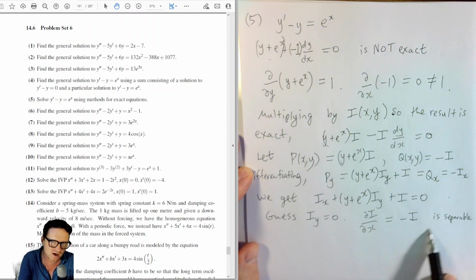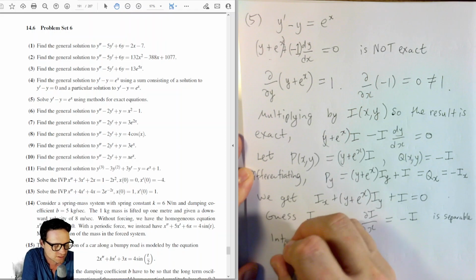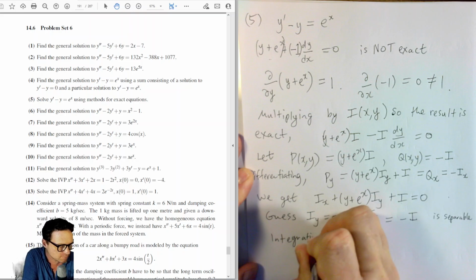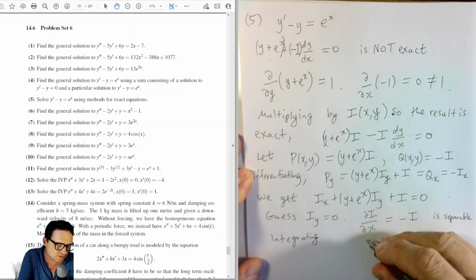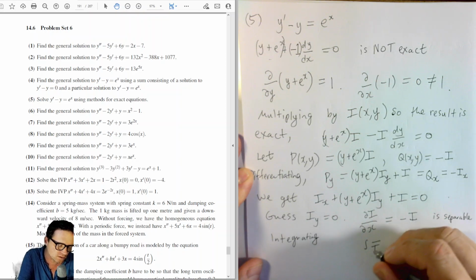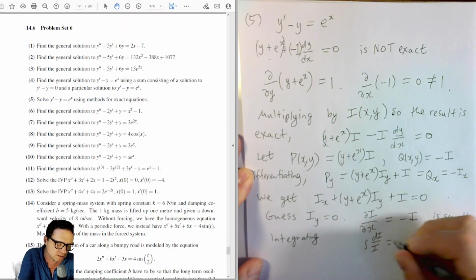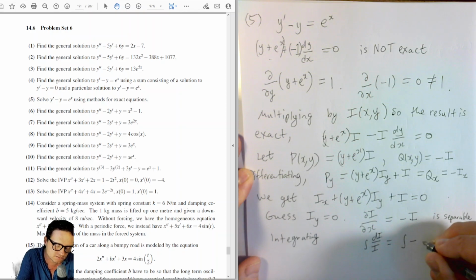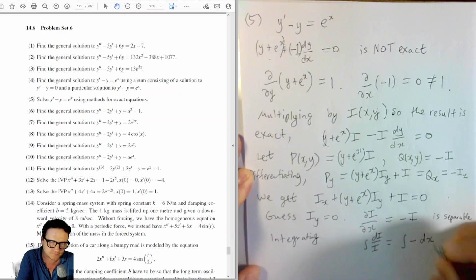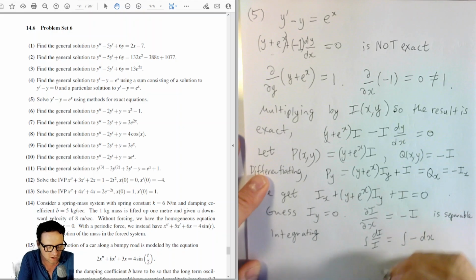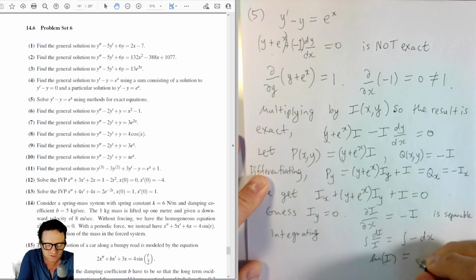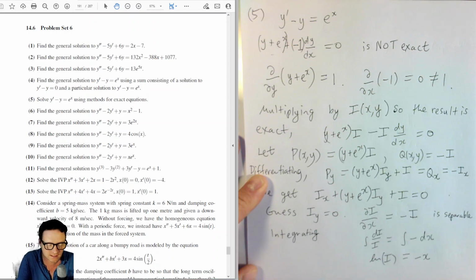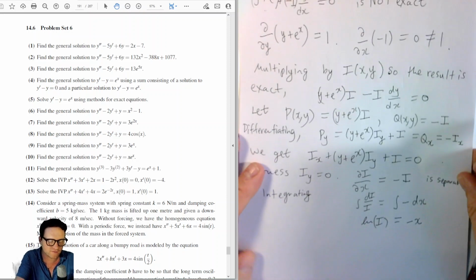Okay, and so let's integrate both sides and find our integrating factor I. So integrating, we have the integral of 1 over I dI is the integral of minus 1 dx. Alright, and so the natural log of I is equal to minus x. And so now we find our integrating factor.